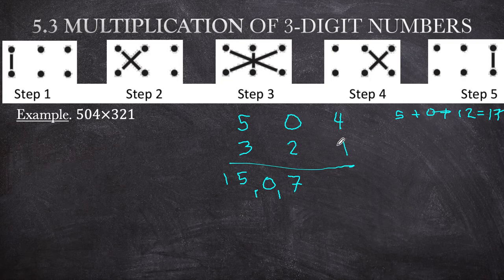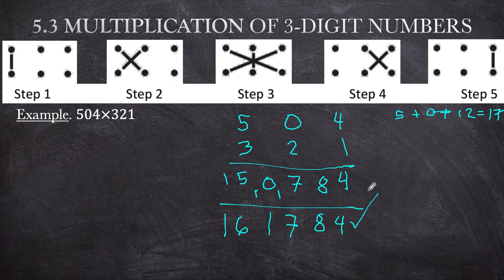Next is 0 times 1 is 0 plus 4 times 2. So it remains to have 4 times 2, which is 8. And then lastly, 4 times 1 is 4. So let's work on the carries. What we have is 1, 6, 1, 7, 8, 4. And then that's our answer for 504 times 321.